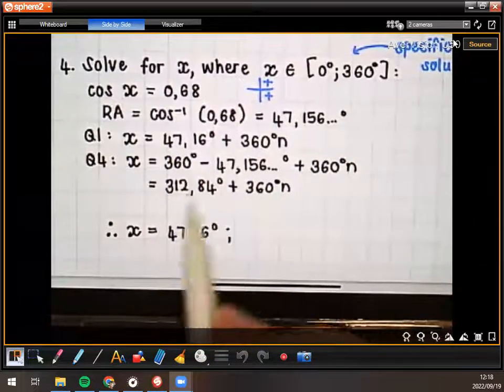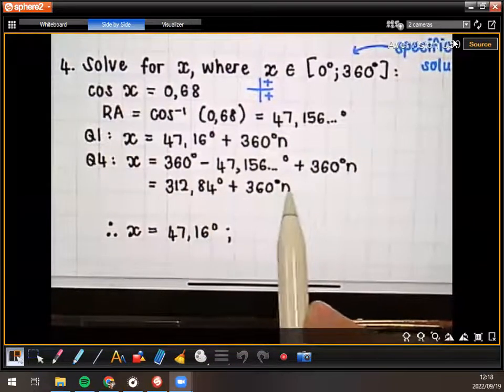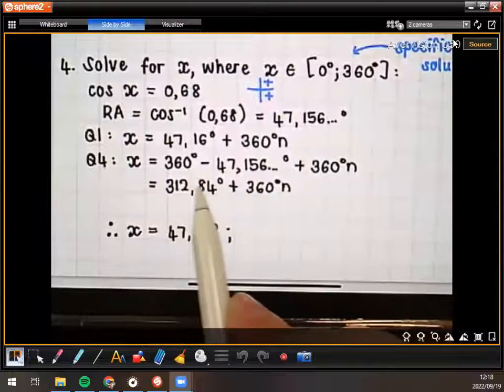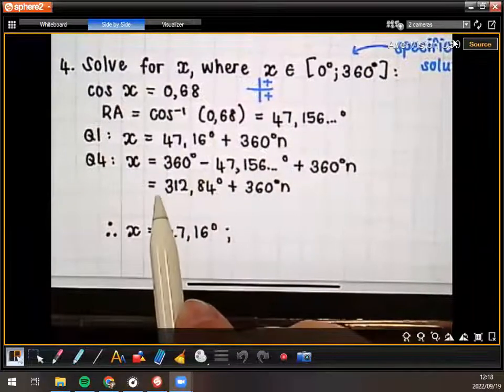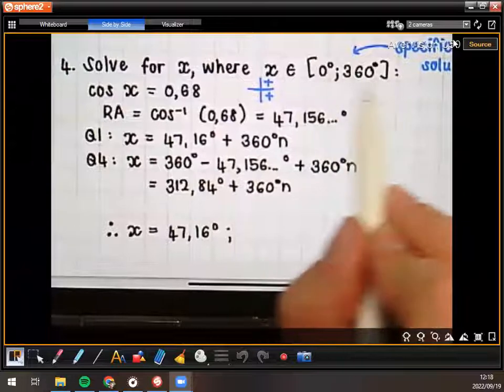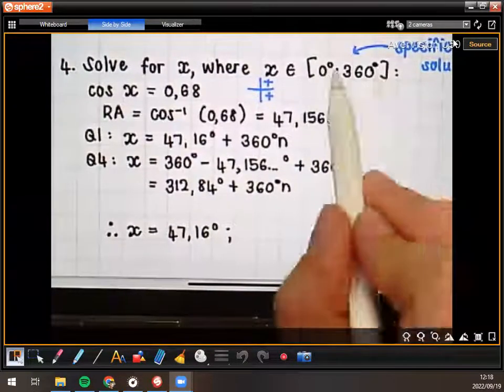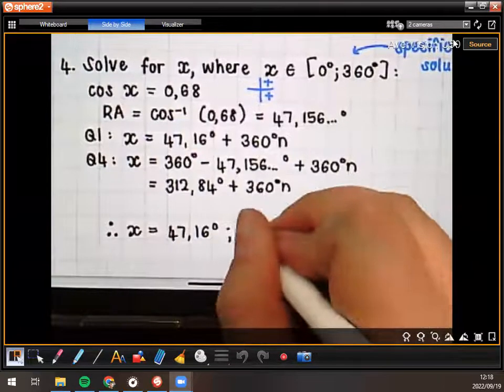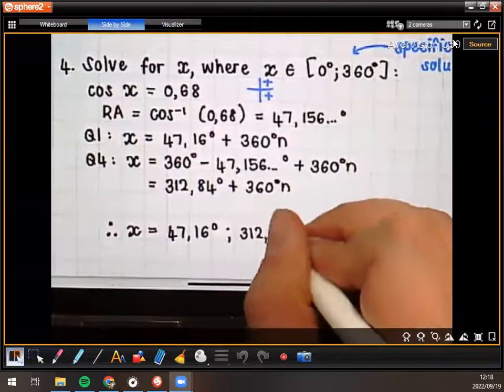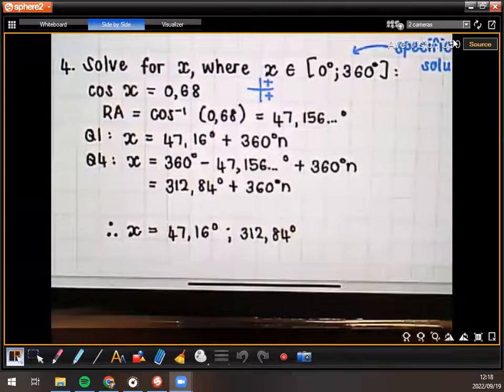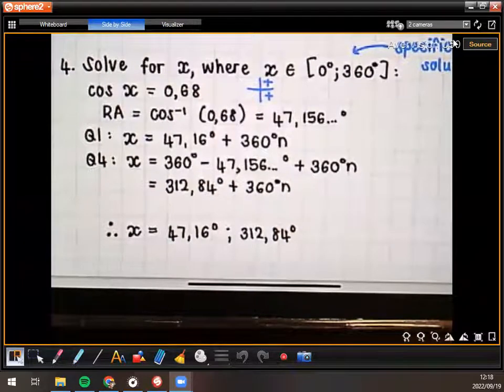What about this one? Let's check this one. If n is 0, what am I going to get here? 312 plus 0 is 312. Does that work? Does that fall between 0 and 360? Okay, 312, doesn't it? Yes. Okay, so 312,84 degrees, that also works. And that's a fourth quadrant one. Remember I said we're going to get a quadrant 1 answer and a quadrant 4 answer.